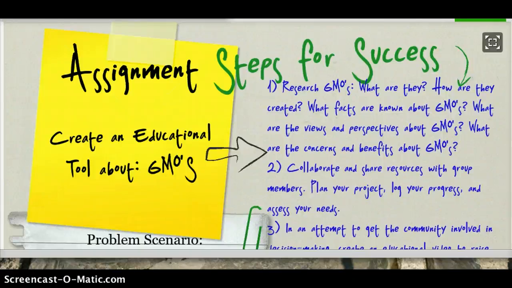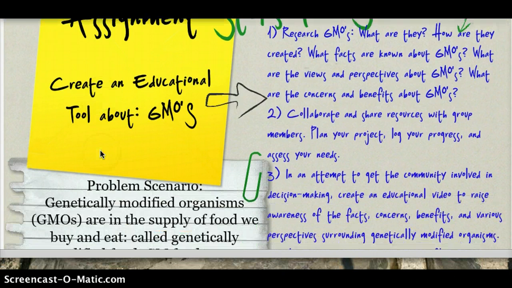Welcome to the problem-based learning unit about GMOs, genetically modified organisms. This Glogster tool will be used to help you with your group work on creating the project. The project, as you notice here, is this assignment on the post-it that says create an educational tool about GMOs.